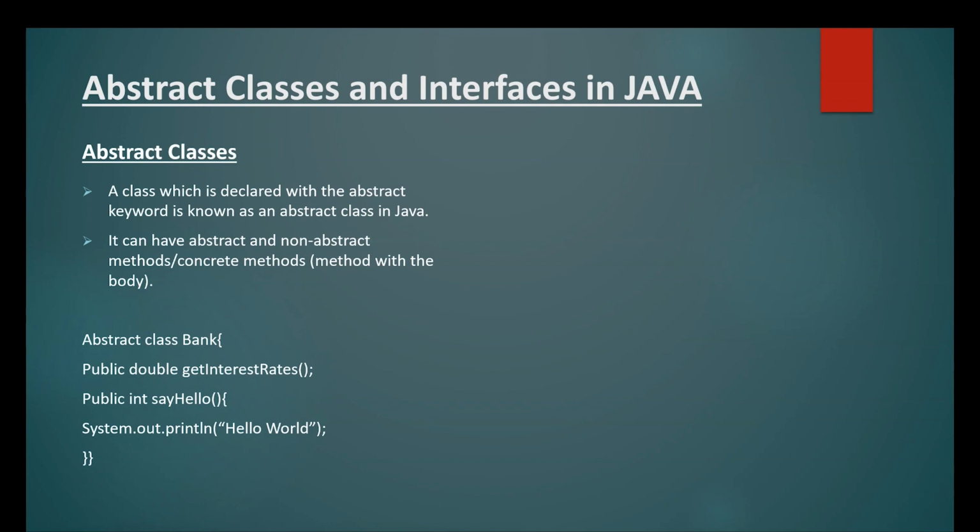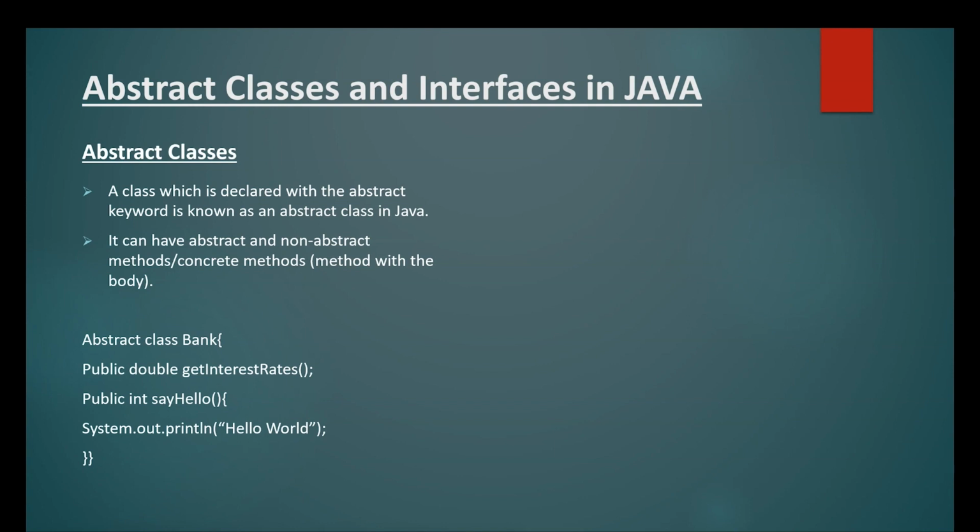It just has the method signature. That's why it is called an abstract method. And any abstract class must have at least one abstract method. Otherwise, it will give a compile time error.